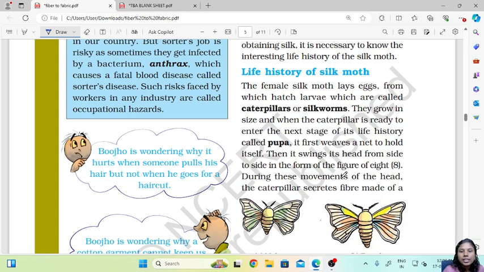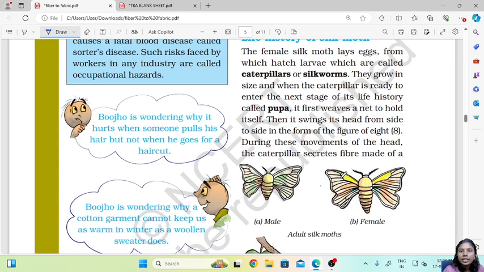The female silk moth lays eggs. Now, these eggs then convert to the larvae that are known as the caterpillars or the silkworms. Then they grow in size eventually, and they are at a stage where they are going to go into the next stage, being the pupa. Before they enter into the next stage, they begin to weave themselves a net to hold themselves in.